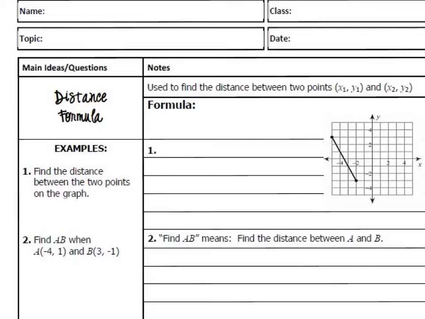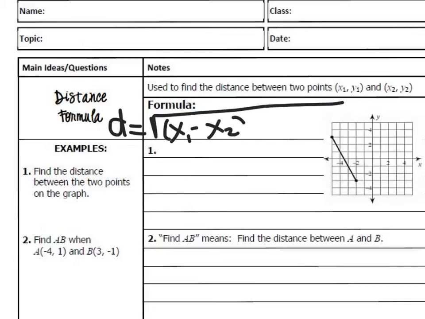Alright, so from the other day you learned that the distance formula is d equals the square root of, in parentheses, x1 minus x2 squared plus, in parentheses, y1 minus y2 squared. Number one, we're going to find the distance between the 2 points on the graph.